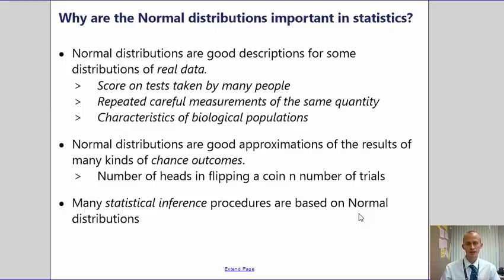And also some characteristics of biological populations. So for example, height. We have a mean height. You're going to have some people who are a little bit away from that, but the farther you go away from that mean in both directions, getting shorter and taller, you're going to have fewer and fewer. So normal distributions are good approximations of the results of probability events. When we get into probability in chapter 5, we'll also be using normal distributions and different density curves of that nature.